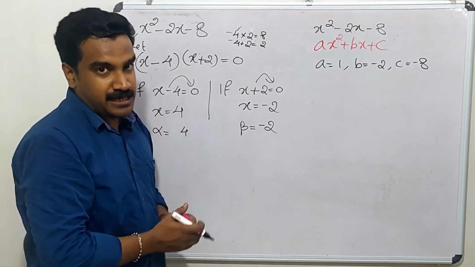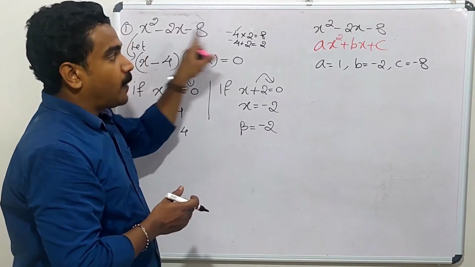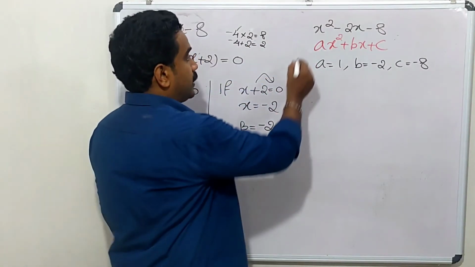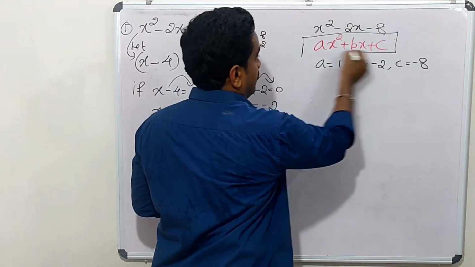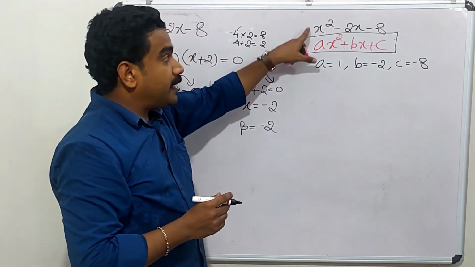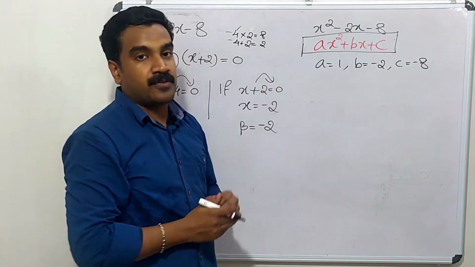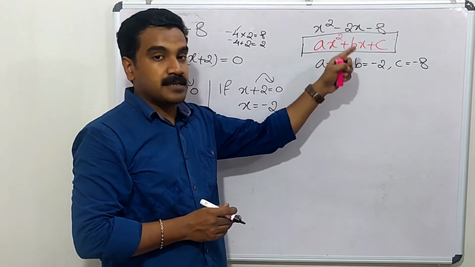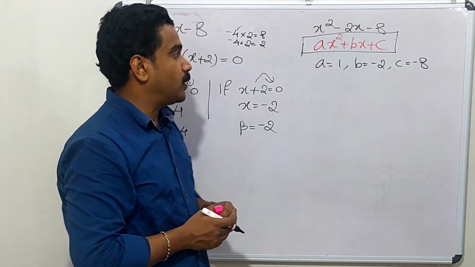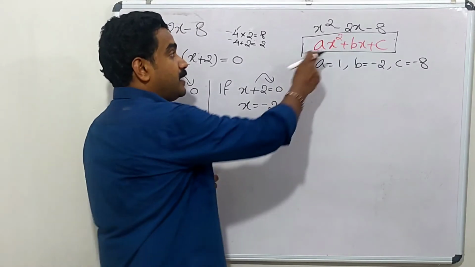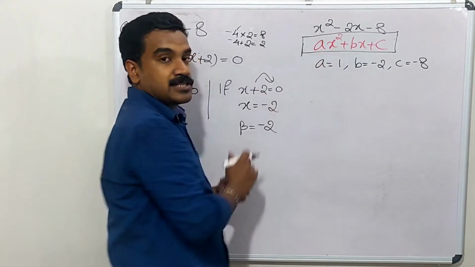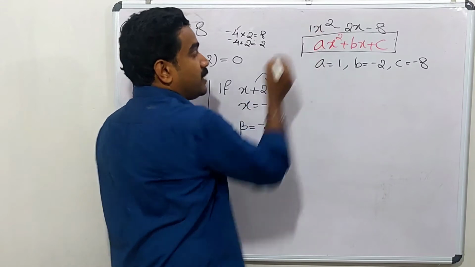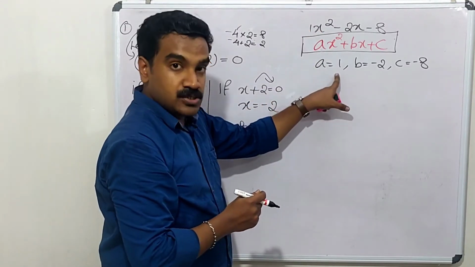After getting alpha and beta, compare the given polynomial with the standard form of the quadratic polynomial ax square plus bx plus c, the general form of the quadratic polynomial. Then what is a here? A is in front of the x square. What is in front of the x square? Nothing. It means that's actually 1x square. That's why a equal to 1.